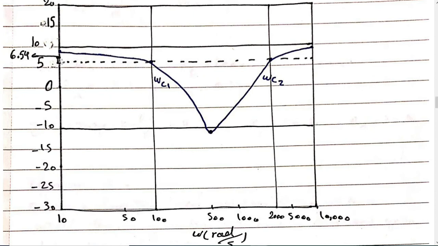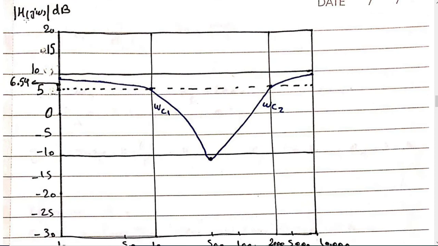Do you see this line? What is the value for this line? 6.54. Because this line shows omega C1 and omega C2, the cutoff frequencies, when the y-axis is the magnitude of the transfer function, this line shows us the magnitude of the transfer function at cutoff frequency, at omega C. So this one is equal to 1 over square root of 2 times H max.